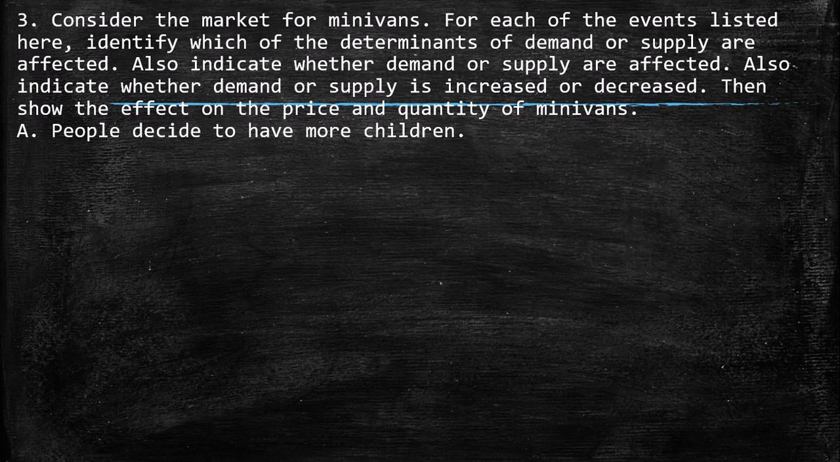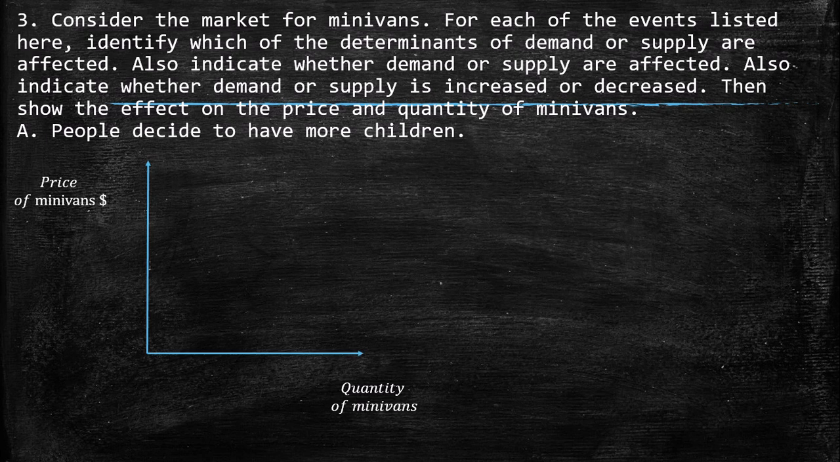So the first case is people decide to have more children. So here we have the minivan market. We start with the market in equilibrium. So we can think about the children.